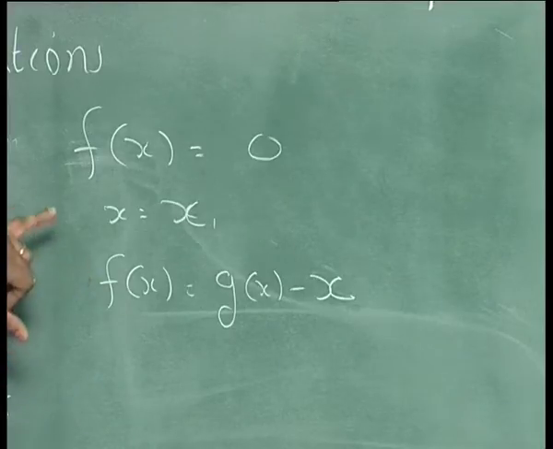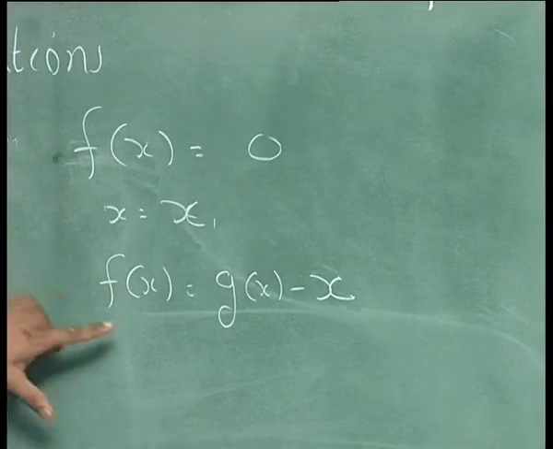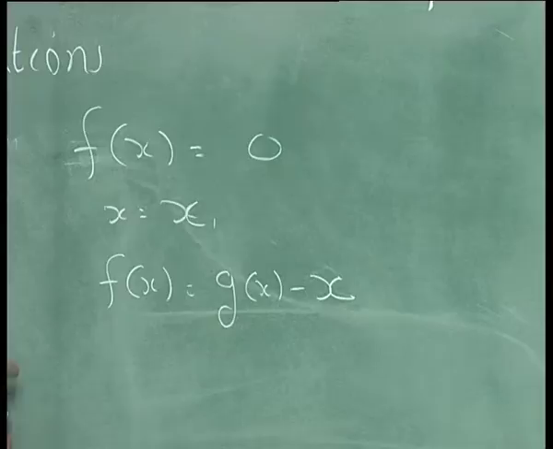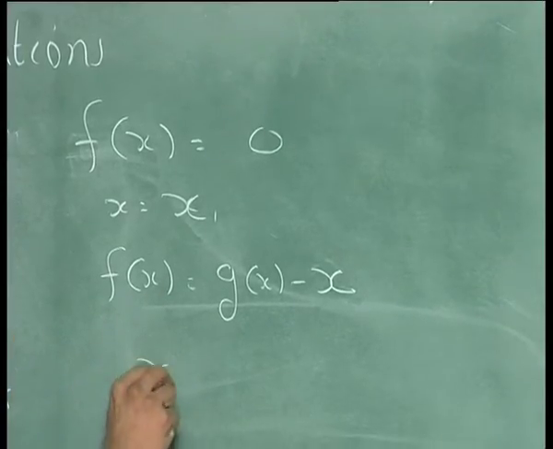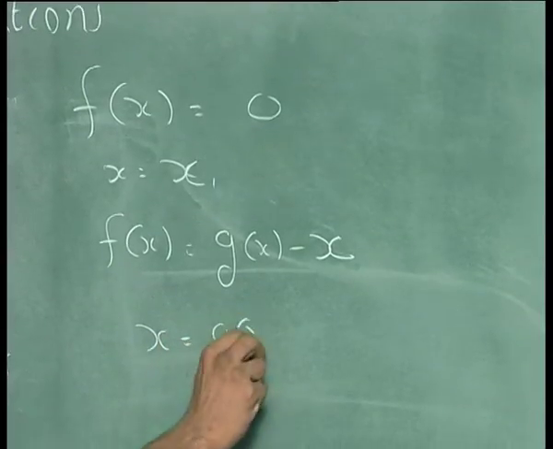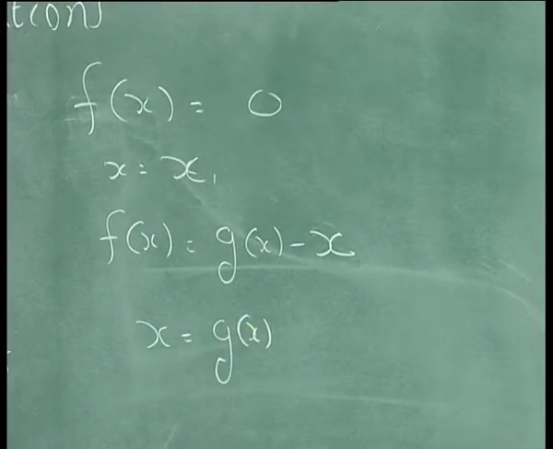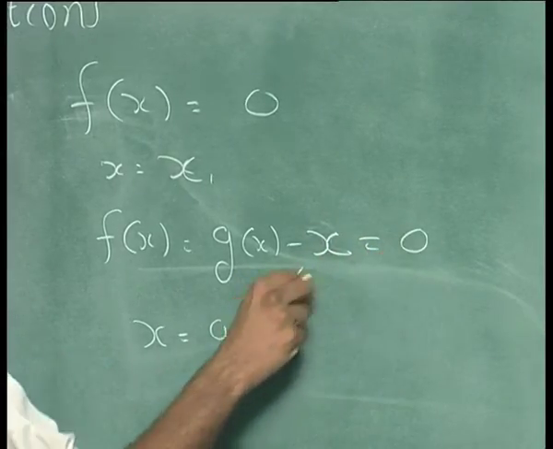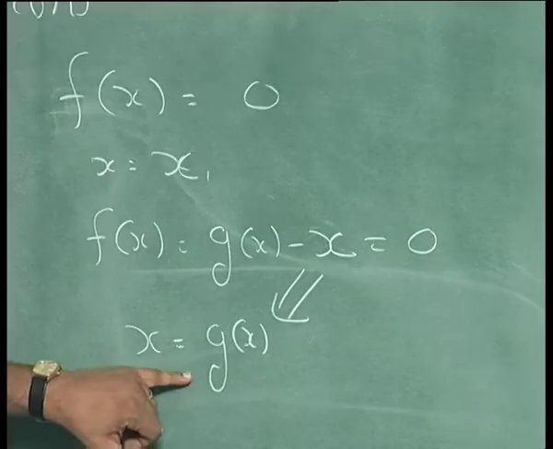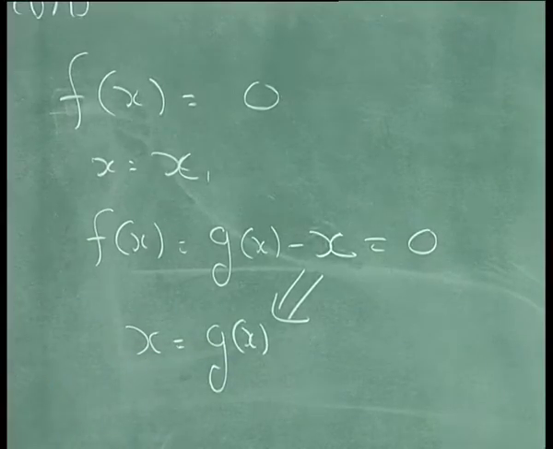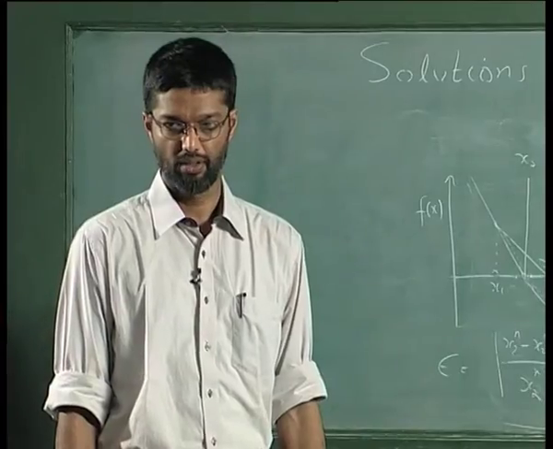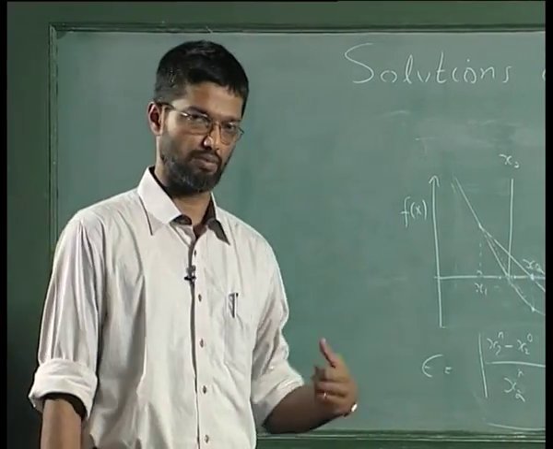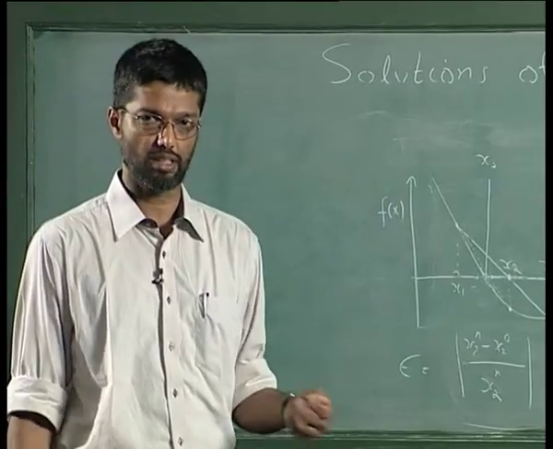You should be able to write the function f of x as g of x minus x. Then saying that f of x goes to 0 is the same as saying that x is equal to g of x. So f of x equal to 0 implies x equal to g of x. That's the basic idea behind fixed point iteration. We start with one guess, and we have g of x equal to x. It's kind of a map.